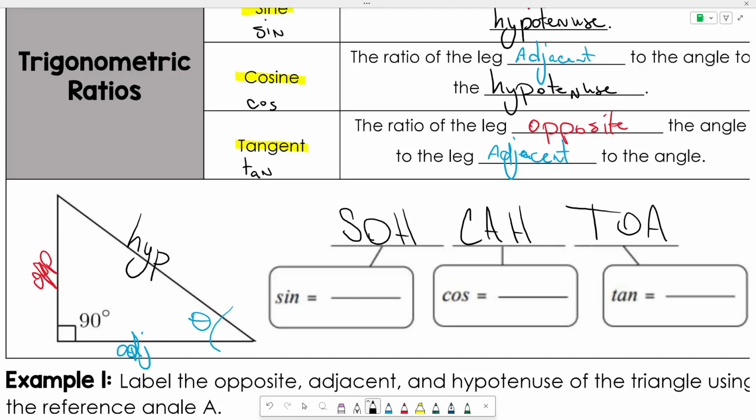because sine is the opposite over the hypotenuse. Cosine is the adjacent over the hypotenuse. And tangent is the opposite over the adjacent. Sohcahtoa, just as it says here. Sine opposite over hypotenuse, cosine adjacent over hypotenuse, tangent is opposite over adjacent.